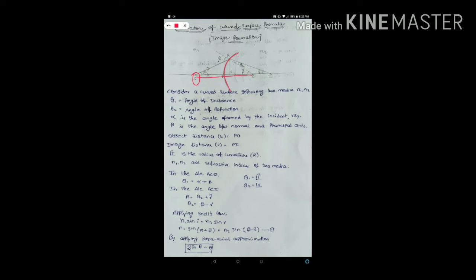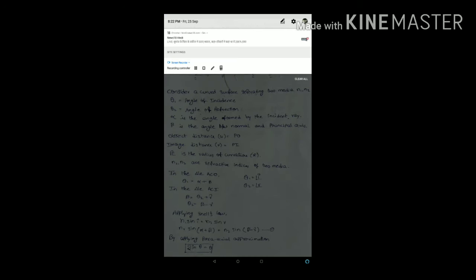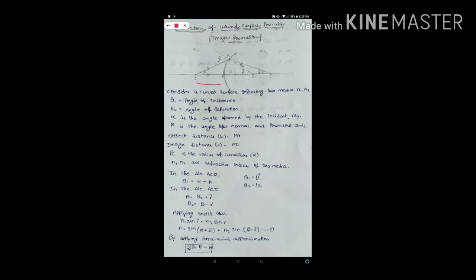Here, let's consider that theta 1 is the angle of incidence, theta 2 is the angle of refraction, and alpha is the angle made by the incident ray with the principal axis. Beta is the angle made by the normal with the principal axis, and gamma is the angle made by the refracted ray with the principal axis. PO is the object distance, PI is the image distance, and PC is the radius of curvature. N1 and N2 are the two media separated by the convex surface.